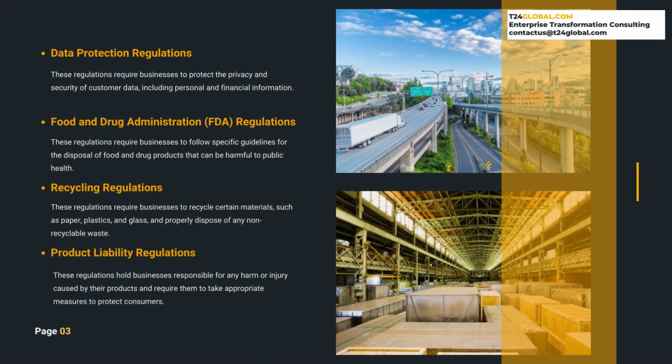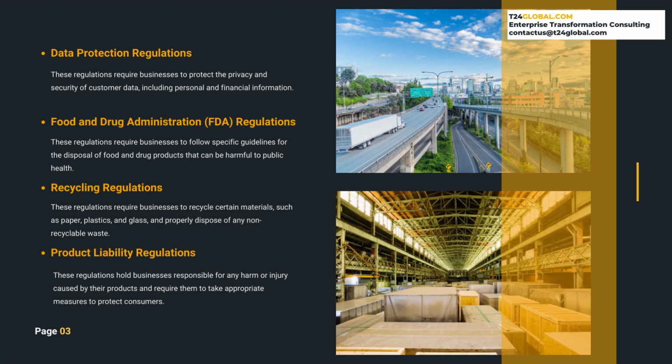5. Data protection regulations. These regulations require businesses to protect the privacy and security of customer data, including personal and financial information. To comply with these regulations, businesses must implement data security protocols, such as encryption and firewalls, and train employees on data protection best practices. Key personnel involved in data protection include IT security managers and privacy officers. IT software functionalities used include data encryption and backup software.